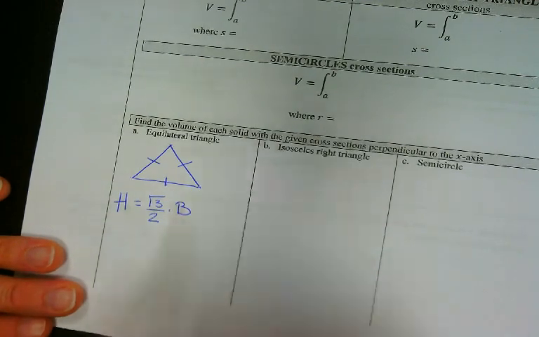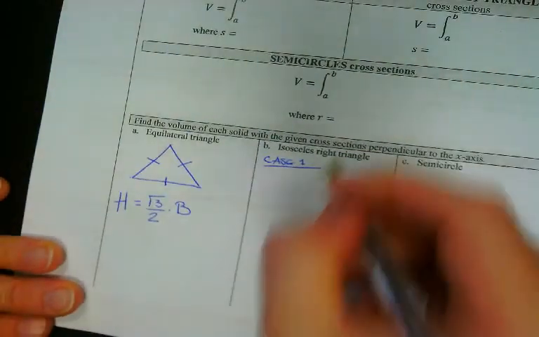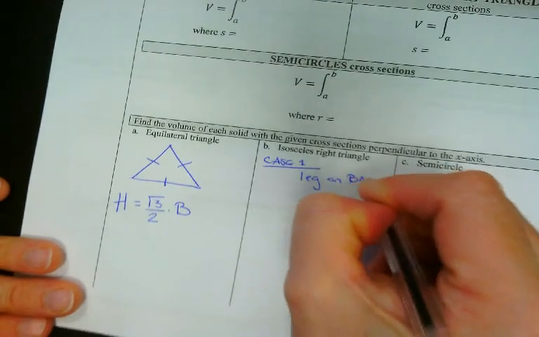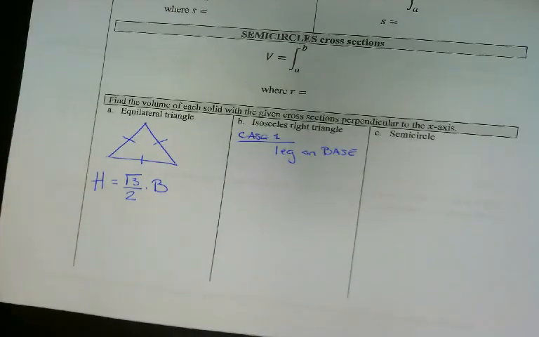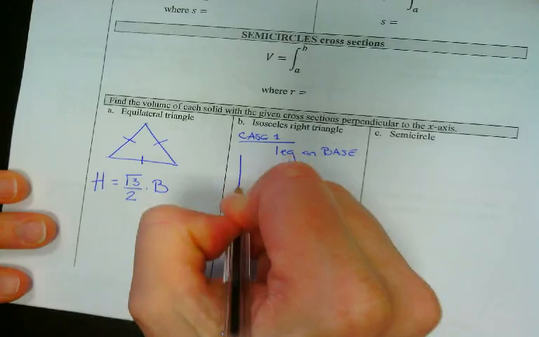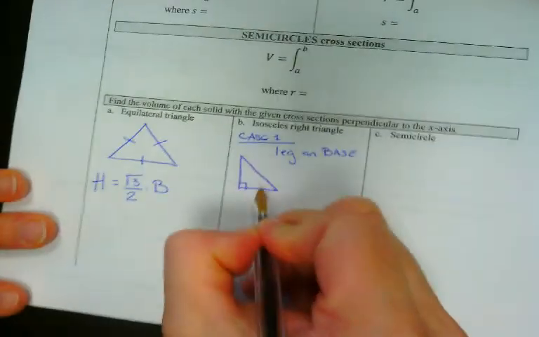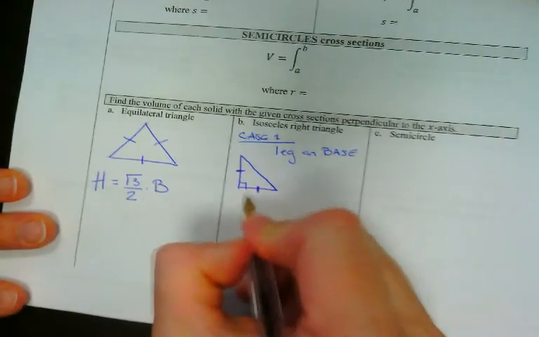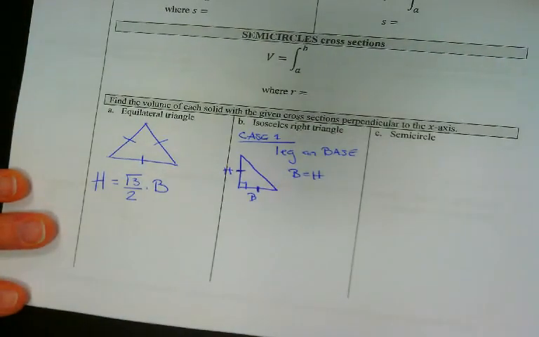Isosceles right triangle, there's two cases. So I'm going to say case 1. We're going to have the leg on the base. Case 1, leg on the base. And again, I would just draw it. Draw the leg on the base, the bottom. Label your sides that are equal, and then the ratio should be obvious. This base is the exact same as this height, so that's what I have to remember. The base equals the height.